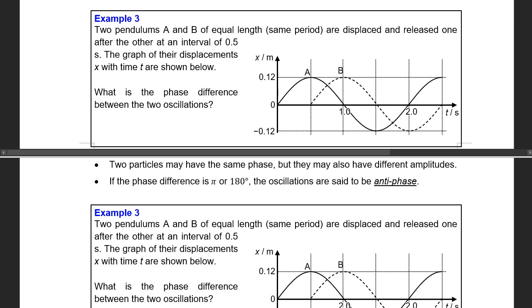Okay, example 3. We have two pendulums A and B of equal length. They have the same period. This is A and B. Looks like, yes, they have the same period. Period of A is 2 seconds. Period of B is like that. I think it's also 2 seconds. This is 0.5 to 2.5, so the period is also 2 seconds. So they both have the same period.